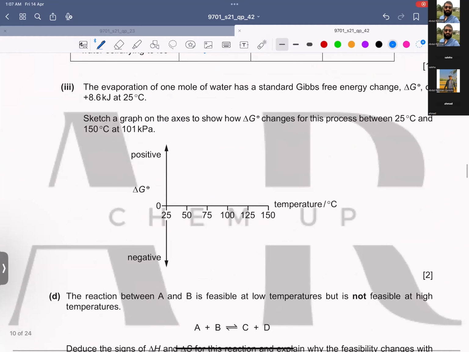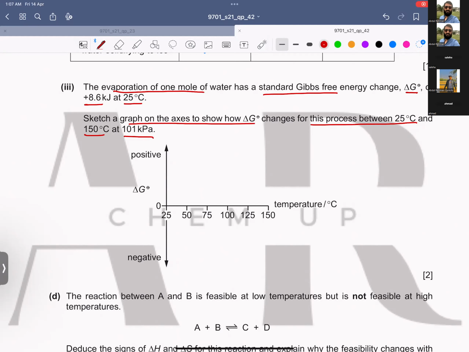Now, the evaporation of 1 mole of water has a standard Gibbs free energy delta G of positive 8.6 kilojoule at 25 degrees Celsius. Sketch a graph on the axis to show how delta G changes for this process between 25 degrees Celsius to 150 degrees Celsius at 101 pascals. Okay.